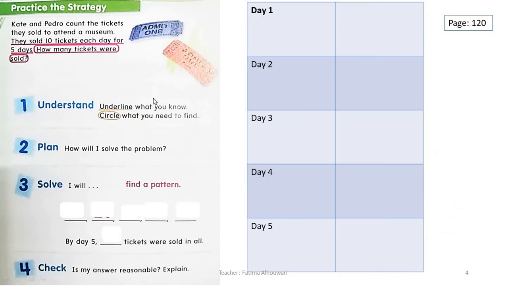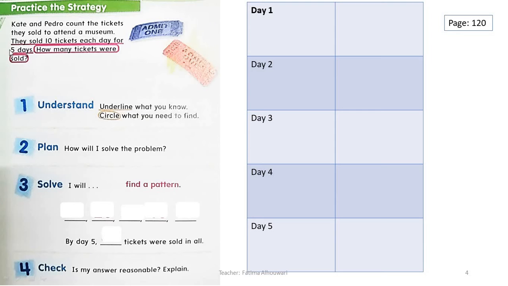Interesting. Let's see the next problem. Page number 120, grade 2. Katie and Pedro count the tickets they sold to attend the museum. They sold 10 tickets each day for 5 days.